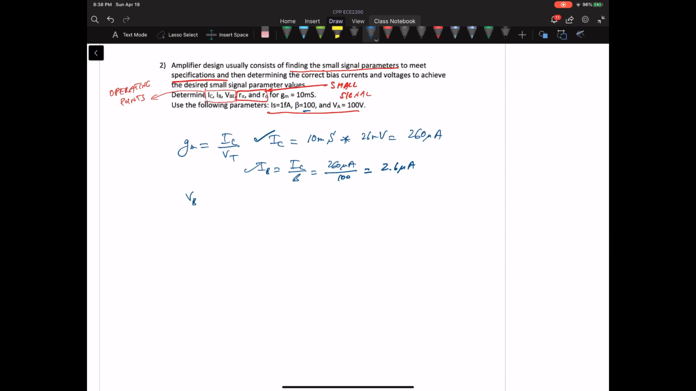And then VBE is V sub T natural log of IC over IS. So that's 26 millivolts times the natural log of 260 microamps divided by 1 times 10 to the minus 15 amps. Let's see what that ends up being.